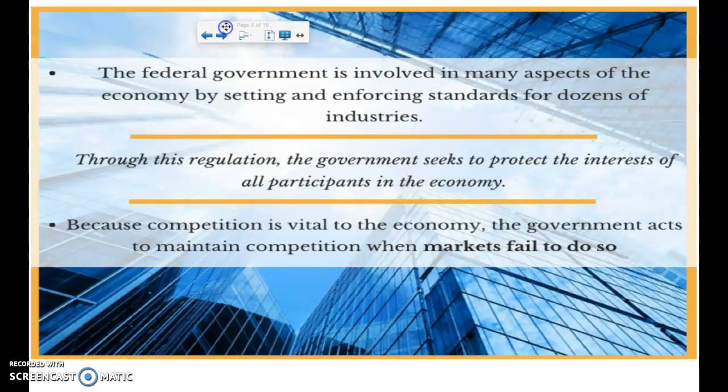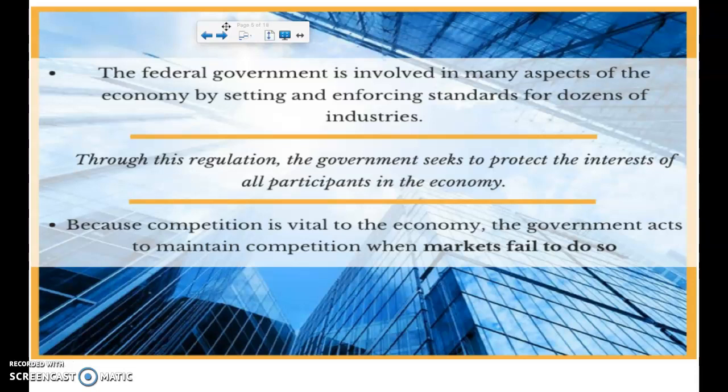So, moving on, the federal government is involved in many aspects of the economy by setting and enforcing standards for dozens of industries. So, there's a regulatory role that government plays in the economy, and this is something that you've probably encountered in your daily life, but maybe never realized that it was government playing a part in the economy. So, the things that we're going to be talking about next are really looking at regulatory rules. What are some agencies or ways that government gets involved?